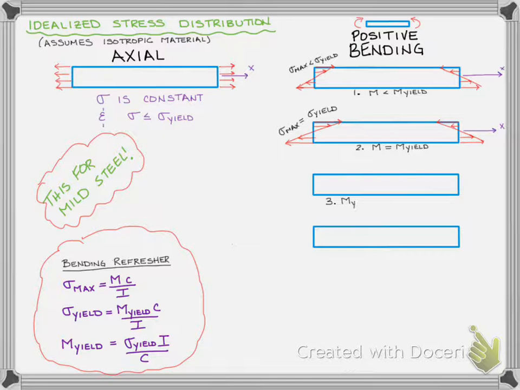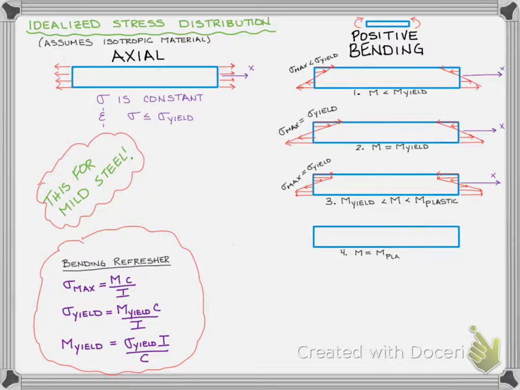But let's add a little more load. So now we're going to add a moment that's greater than the yield moment, but less than some other moment we're calling the plastic moment, and we'll get to that. Now in this case, because we're adding more moment, we're going to have to yield more material. So that means that the yield depth will increase. It's no longer just the outer fiber. We're starting to yield a little bit into the depth as we approach the centroid. So we're going to have this rectangular yield profile at the top and bottom, and then into our linear as we approach the centroid. And our sigma max, though, cannot exceed sigma yield.